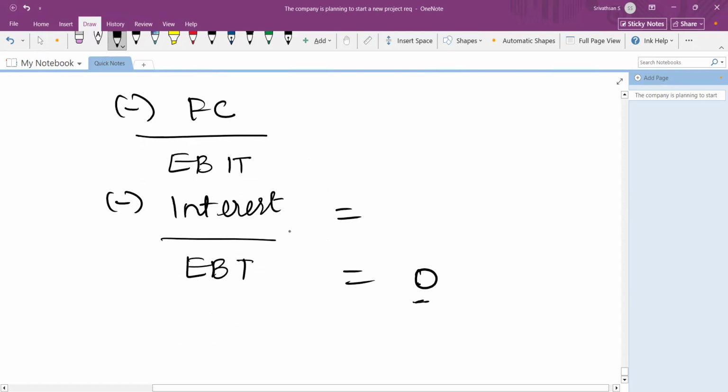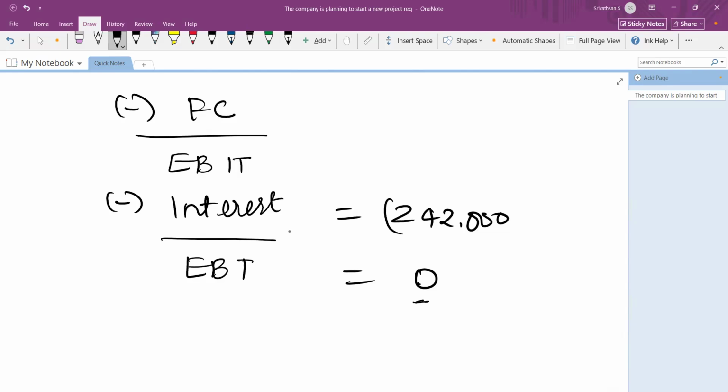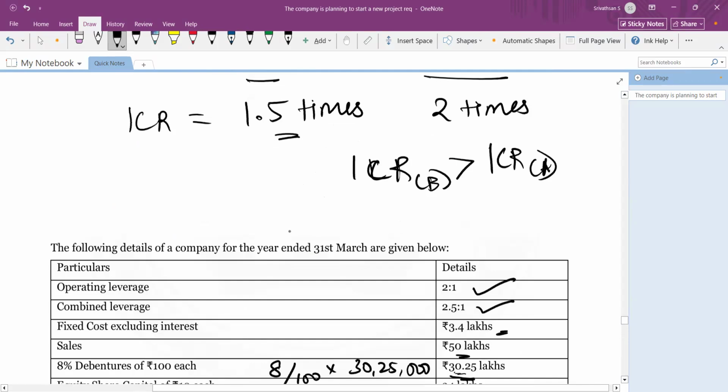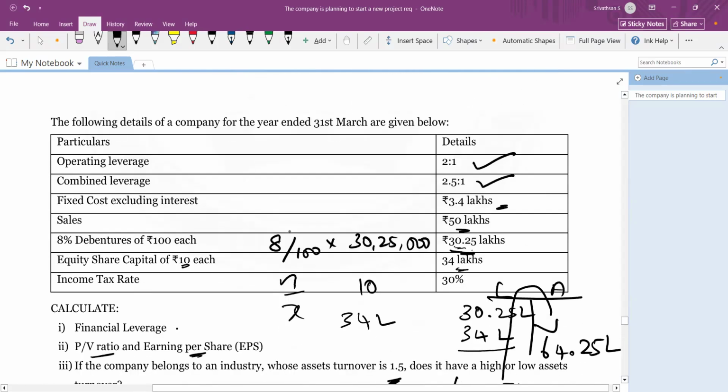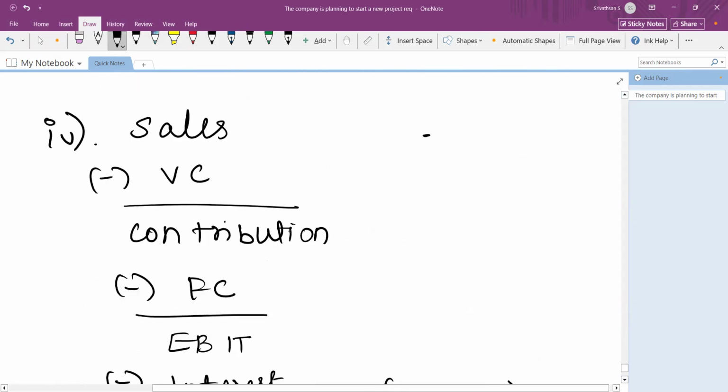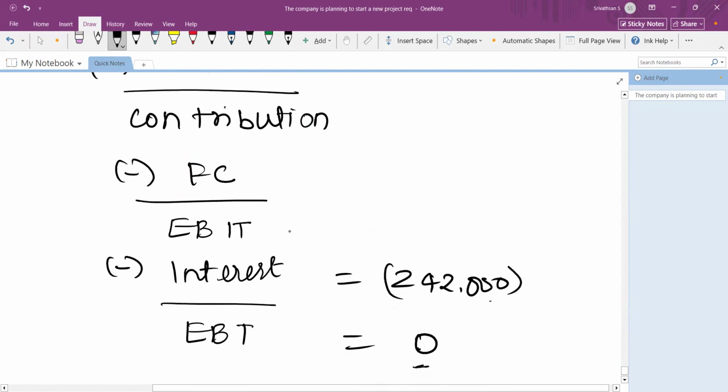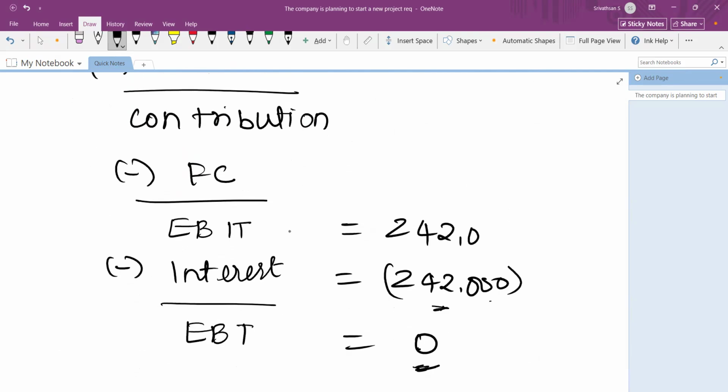And what is the amount of interest we calculated? It is 2,42,000. How did we get 2,42,000? The company has borrowed 30,25,000 on which we are taking 8% interest. So interest amount is 2,42,000. So EBT should be 0 and interest amount is 2,42,000. If we want the EBT to be 0, then what should be the EBIT? The EBT will be 0 if EBIT is exactly equal to the interest amount, right?